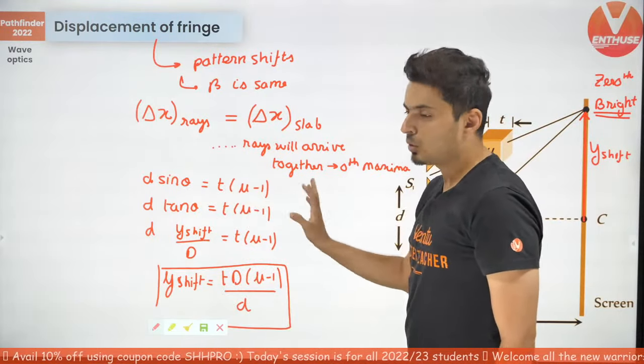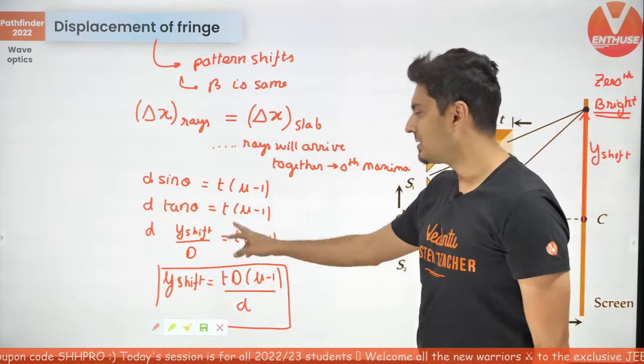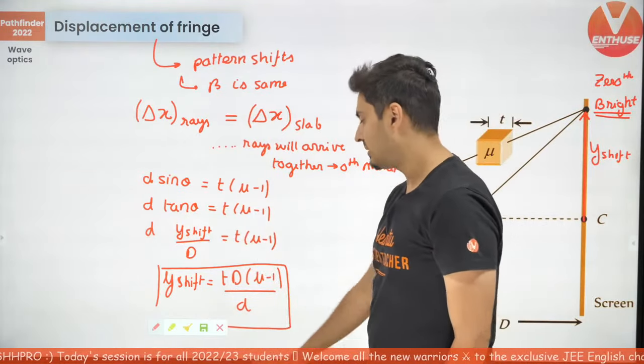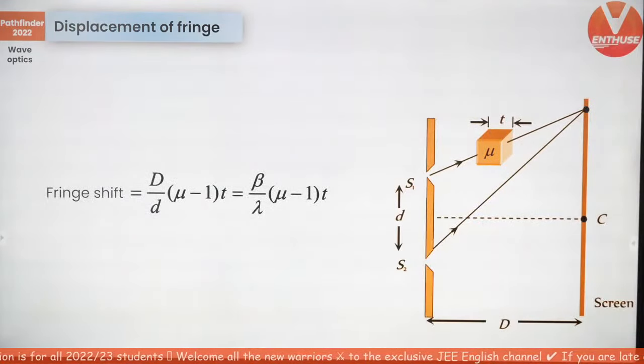d sine theta is t into mu minus 1, or d tan theta is t into mu minus 1. If you remember that, you can easily come to this particular formula. As simple as that. So this is a shift produced by a glass slab.